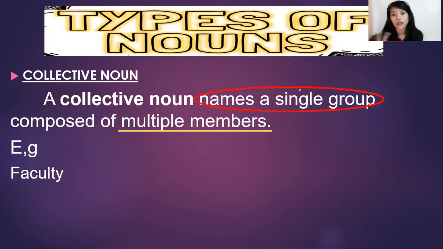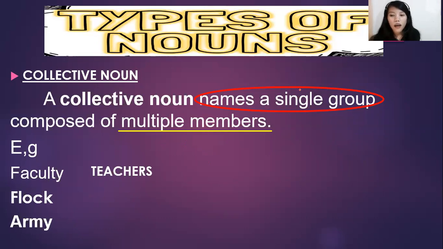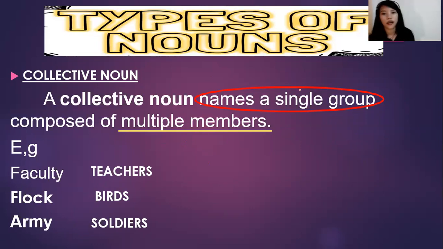When we say faculty, these are group of teachers. Another example is flock. Flock is for a group of birds. And then the army. Army is for soldiers. So when we say collective noun, these are nouns that only have one word but consist of multiple members.